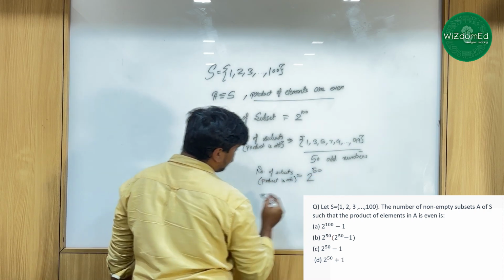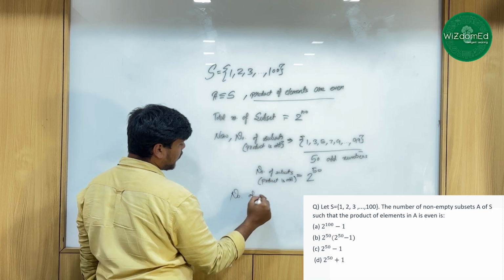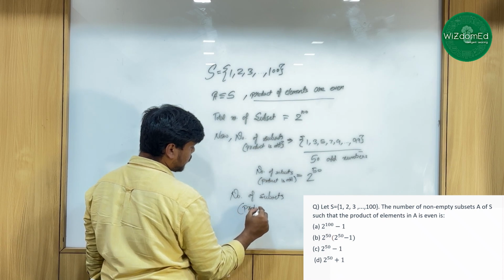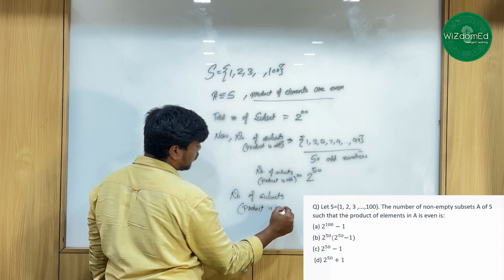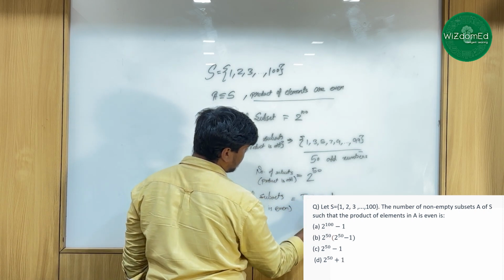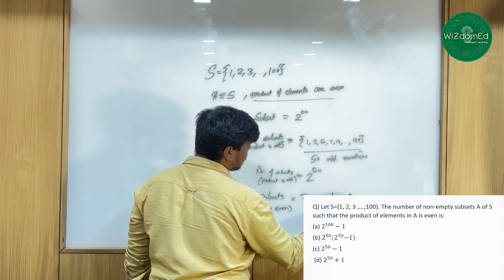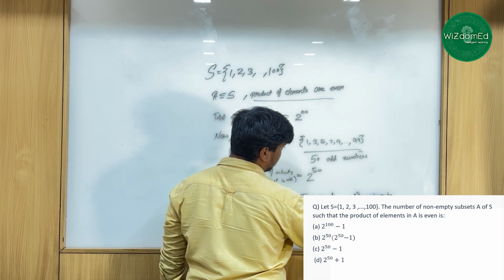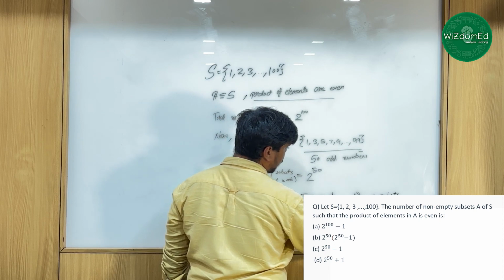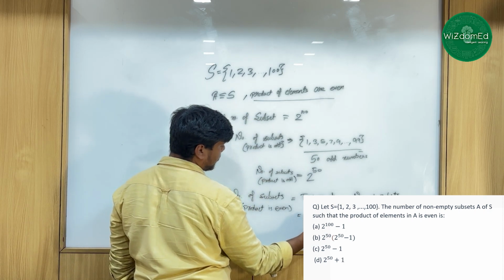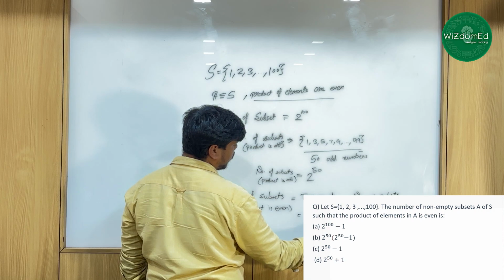And now what can we do? We need to find the number of subsets where the product is even. To do that, I can just take the total number of subsets and then subtract the number of subsets whose product is odd, which will give me 2 power 100 minus 2 power 50.